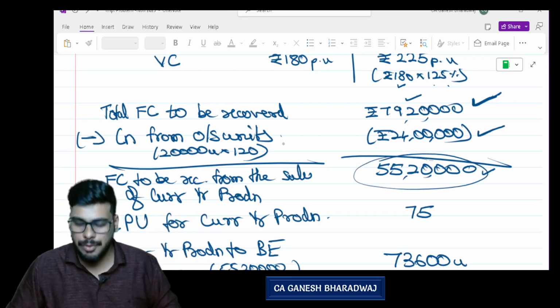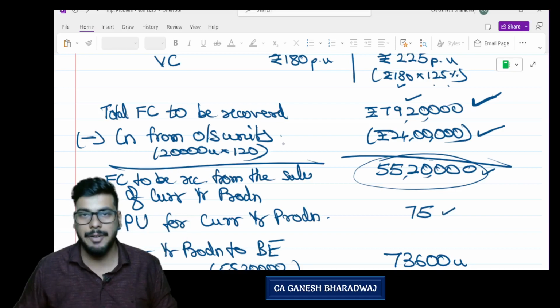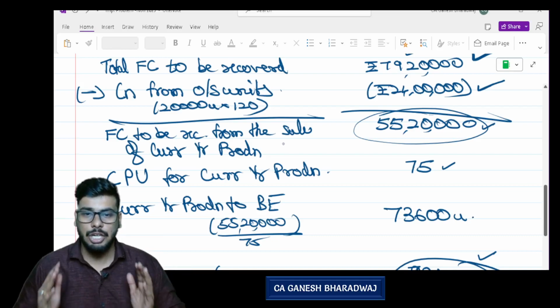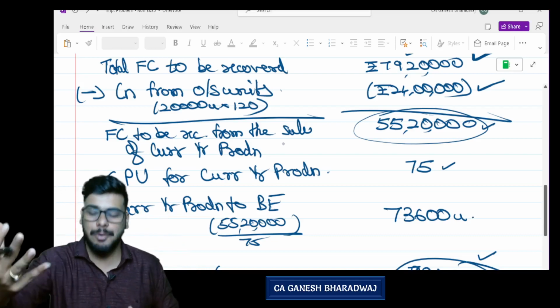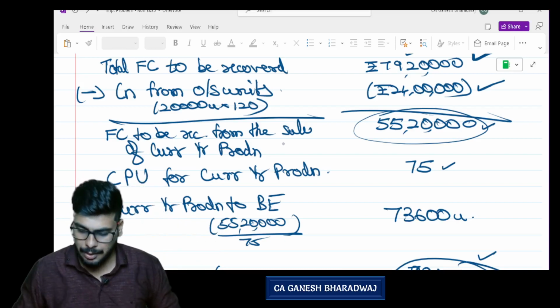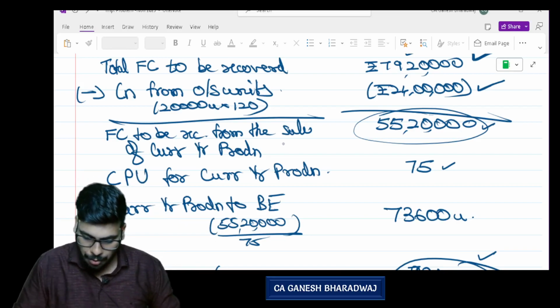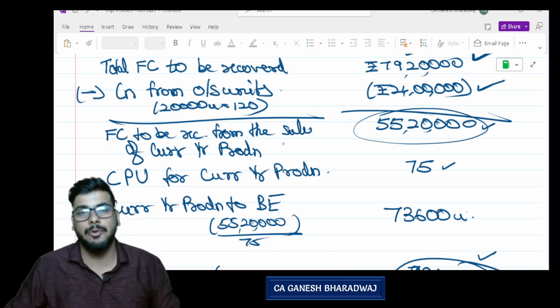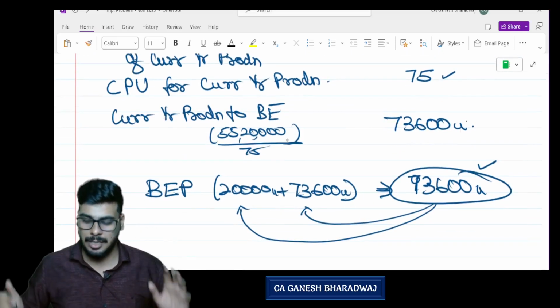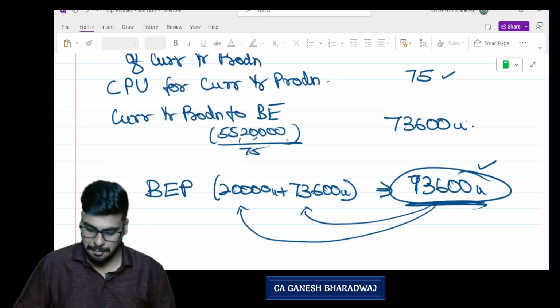So the current year units each generate a contribution of 75 rupees. So how many current year units should be produced? 73,600. So overall, how many units should I be able to sell to generate a contribution of 79 lakh 20,000? It's going to be opening stock of 20,000 units plus current year production of 73,600. So overall, it's going to be 93,600. And this is the answer to this particular question.